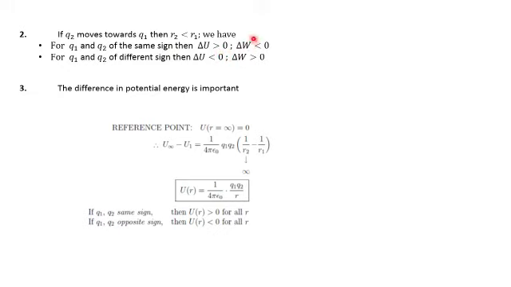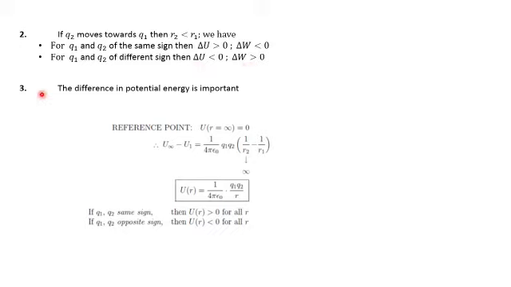The reason is that in this case, when R2 is less than R1, the right hand side term of the last equation becomes positive, which was negative in the first case. So therefore delta U will be greater than 0 and delta W will be less than 0. But if Q1 and Q2 are of different size, then delta U will be less than 0 and delta W will be greater than 0.